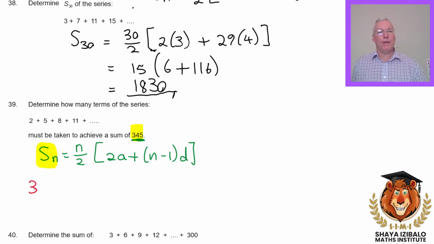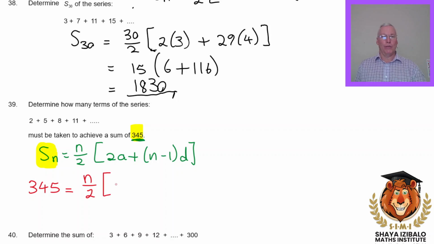We get 345 equals n over 2, 2 lots of A. I hope you're okay with me just going 2 lots of 2 is 4, then n minus 1, and we know that D is 3. I'm going to write that 3 at the front there. Okay, now we've got an equation. It's actually only got one variable in.